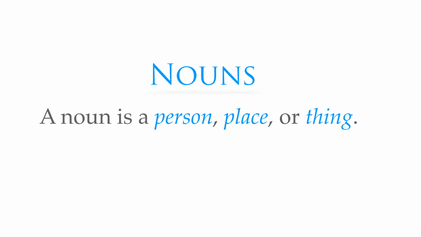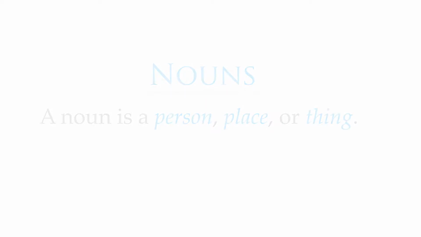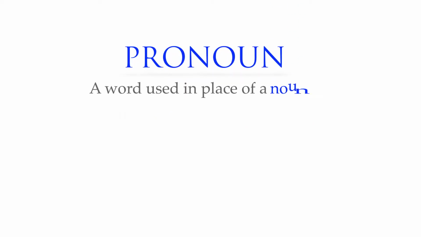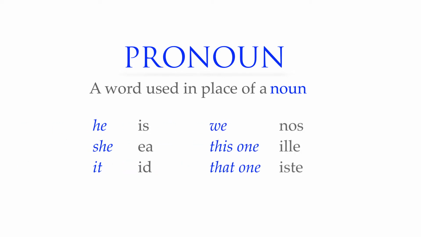Let's start with the noun. A noun, by definition, is a person, place, or thing. A pronoun, in contrast, is a word used in place of a noun. For example, he, she, it, we, this one, that one. Instead of "Caesar crossed the Rubicon," we would replace the proper noun Caesar with "he."